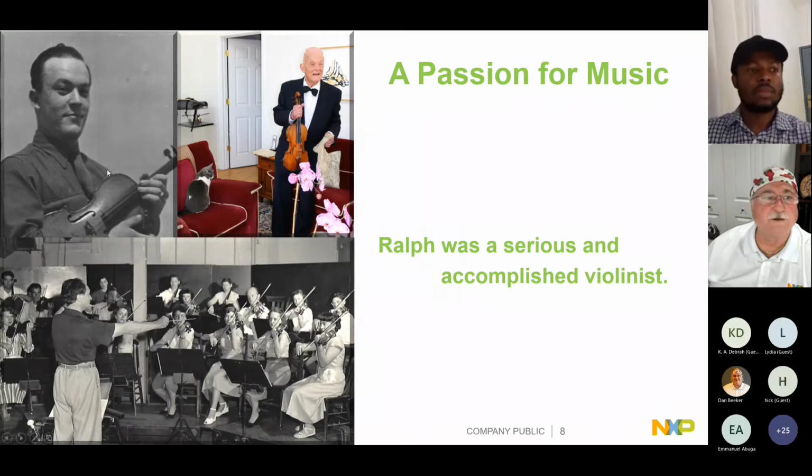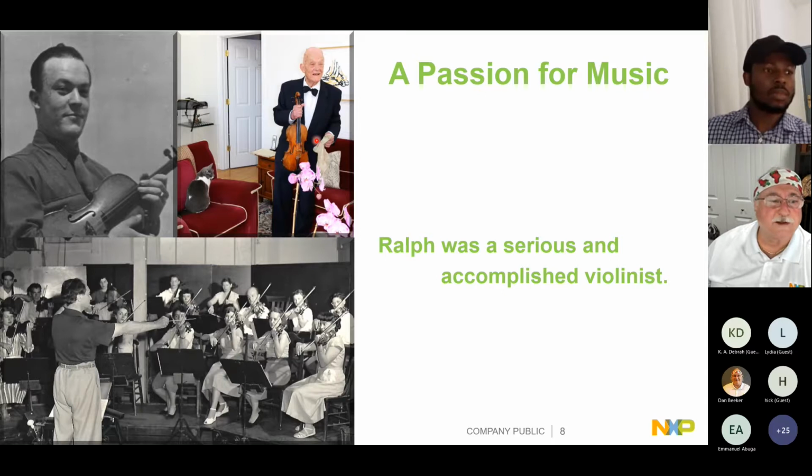So here's Ralph when he was young and still in the Army. And the picture to the right is Ralph at his 90th birthday. He did a recital where he was playing violin, and then this is the orchestra that he was playing in.